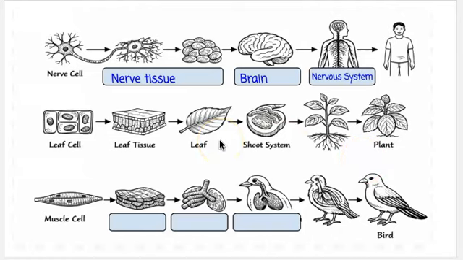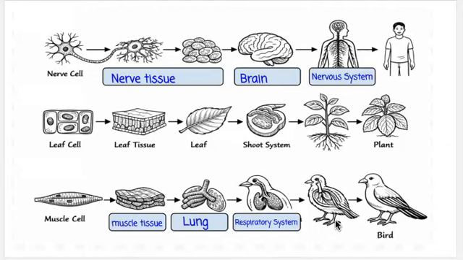Let's do one more example with an animal. So let's use a bird. Birds have muscle cells. And these muscle cells, when they come together, they make a muscle tissue. The muscle tissue forms with organs to help them breathe, like the lungs. The lungs are a part of the respiratory system. And all the systems together make the bird, and that's how they survive.